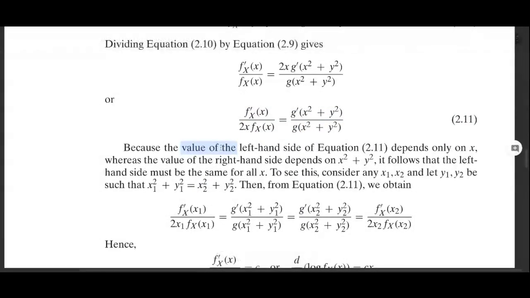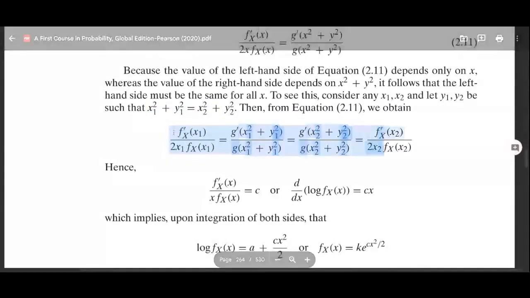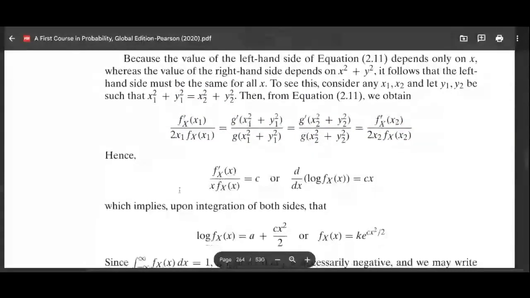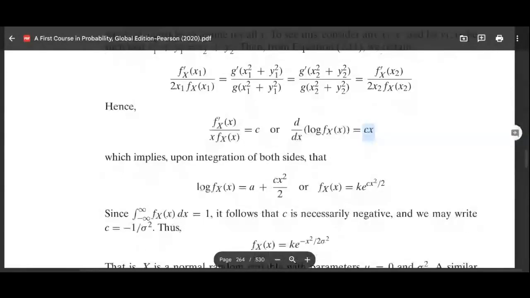Because the left-hand side depends only on x, hence the value of the right-hand side depends on x squared and y squared. It follows that the left-hand side must be the same for all x. To see this, consider any x1, x2 and y1, y2 such that, then we would have this. So this means the left-hand side has to be some constant c, or the derivative of log equals cx, which implies upon integration of both sides, we have this.